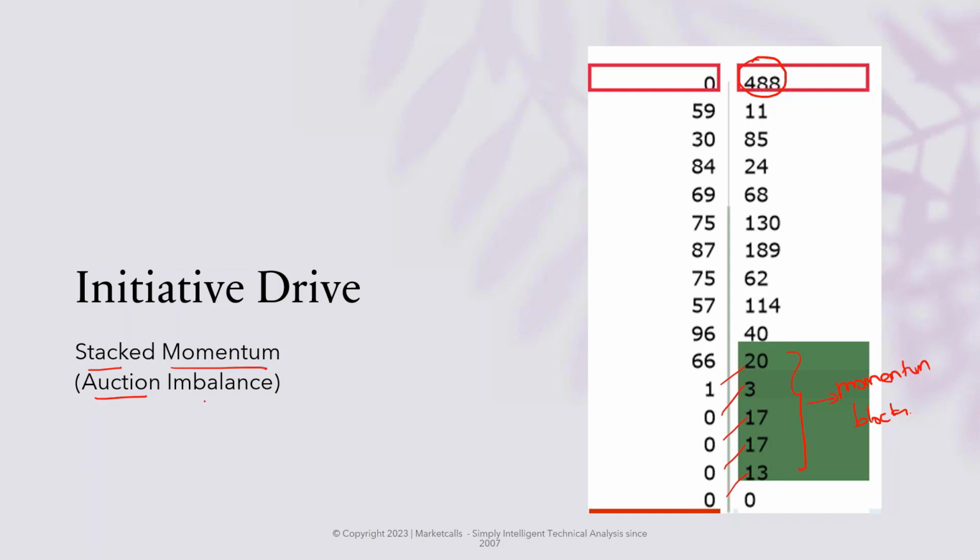It is also one form of an auction imbalance. Imbalance indicates trendiness in the markets. The more the market is in trendiness, it shows that markets are showing imbalance. That's the terminology we'll be using in market profile also, in order flow also.